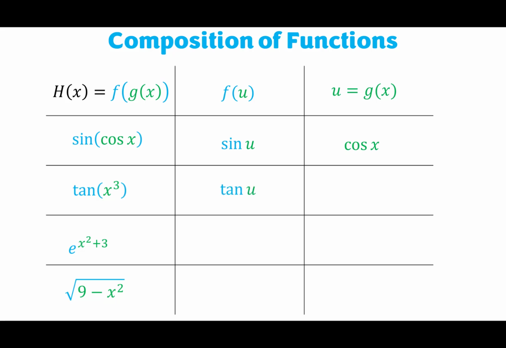For the next one, the outer function would be tangent of u, and then the inner function is x cubed. The outer function for the next one is e to the u. That's because x squared plus 3 is inside of the exponential function, right? X squared plus 3 is g of x, the inner function. And next, the square root of u is the outer function. The inner function is 9 minus x squared.